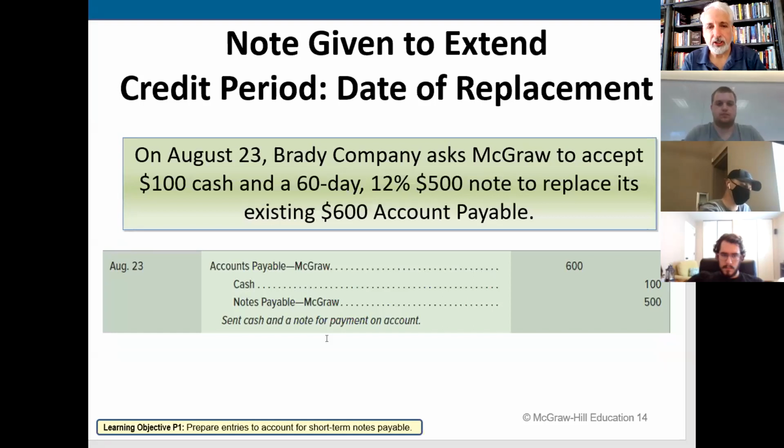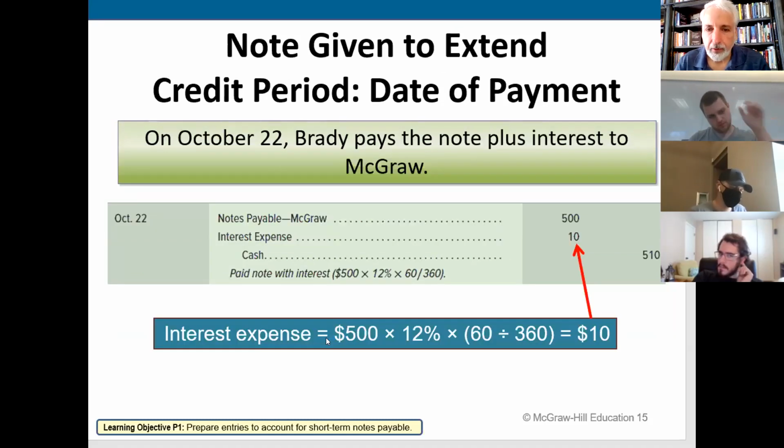So what does a note look like? We just did this: we had accounts payable. We didn't do this: this is terming out the note. Accounts payable is cleared. We get $100 down, and we've got a note payable or obligation of $500, the balance due, and we have whatever interest we've agreed on. And then when the payment's made, the cash goes out the door for the 510. There's interest expense of $10 and $500 clears the note.